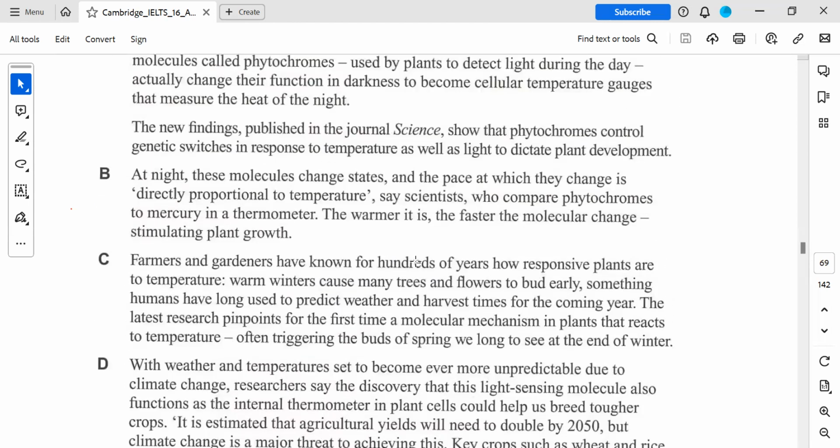Farmers and gardeners have known for hundreds of years. How responsive, that is behavior, I guess, if the plant is responding. So accordingly, are they making any plans? Yeah, they're used to predict weather and harvest times for the coming year.